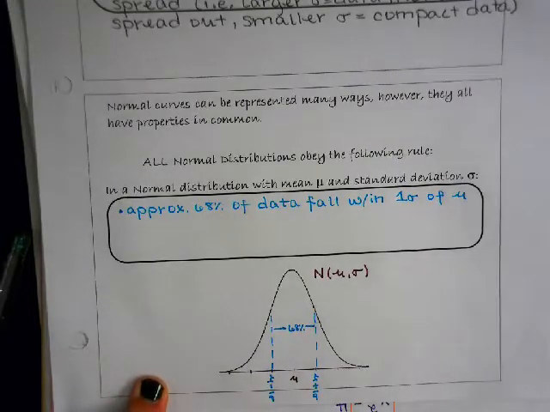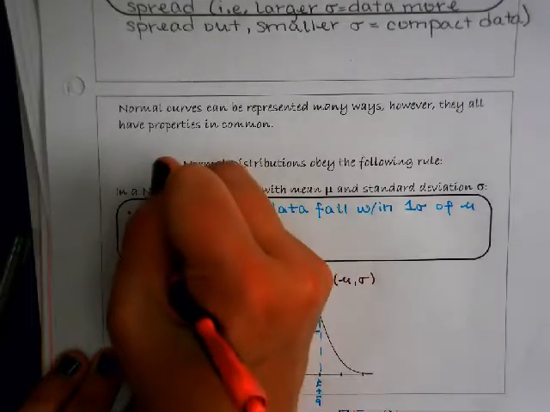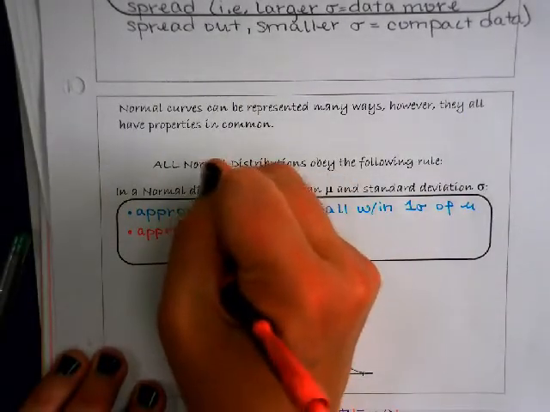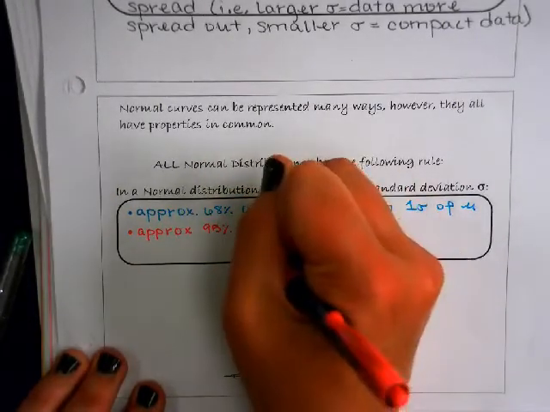Approximately 95% of the data fall within 2 standard deviations of the mean.